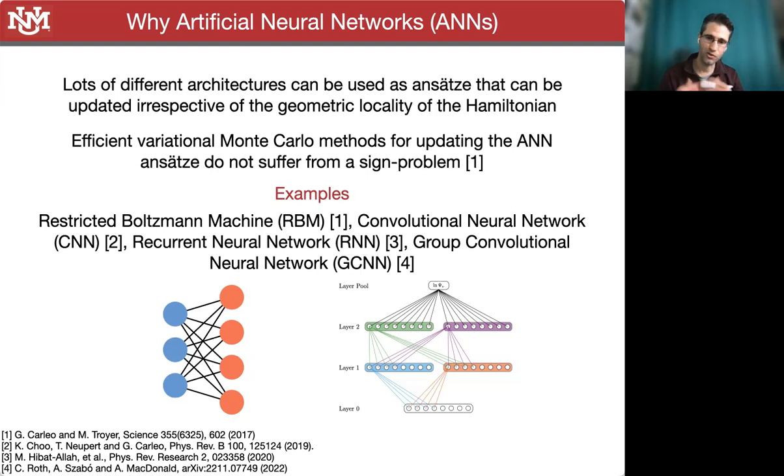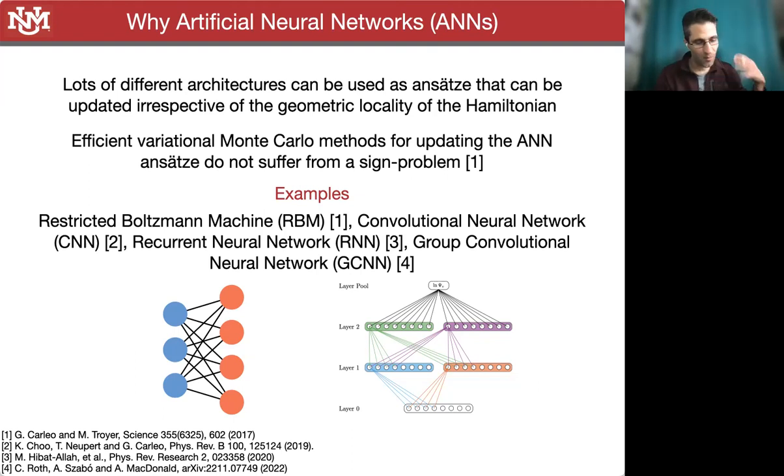So it's not like you have to change the algorithm depending on what your Hamiltonian looks like, whether it's 1D or 2D. And then you can also use good, efficient variational Monte Carlo algorithms to update the neural network, and these Monte Carlo methods don't suffer from a sign problem, right? So it seems like using artificial neural networks circumvents at least the obvious problems that I described earlier.